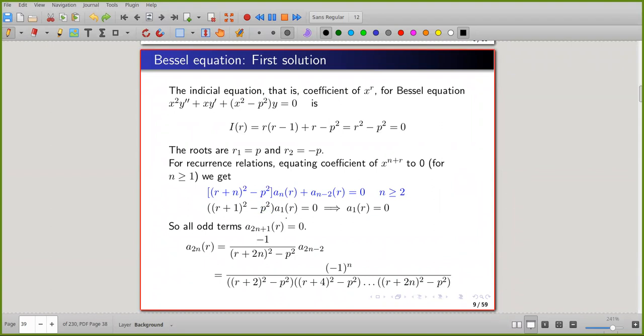And the even terms, I hope this is clear. First we get a1 of r equal to 0 as part of the recurrence relation. This equation implies that a1 of r, as a function of r, is 0. Then we plug that into this equation, so we get all the odd a n's are 0 as functions of r, and the even ones have this form. We have taken a0 of r to be the constant function 1. Let's just stare at this for a few seconds.